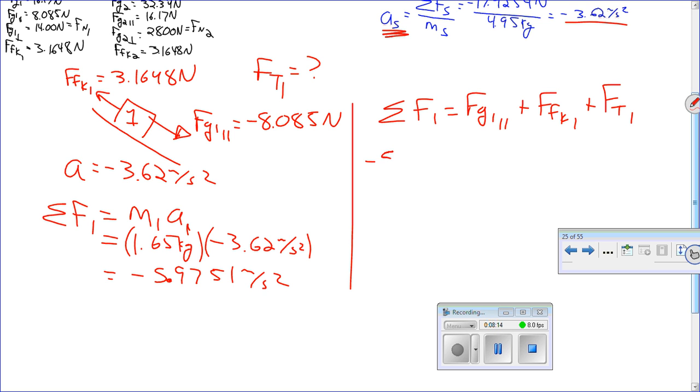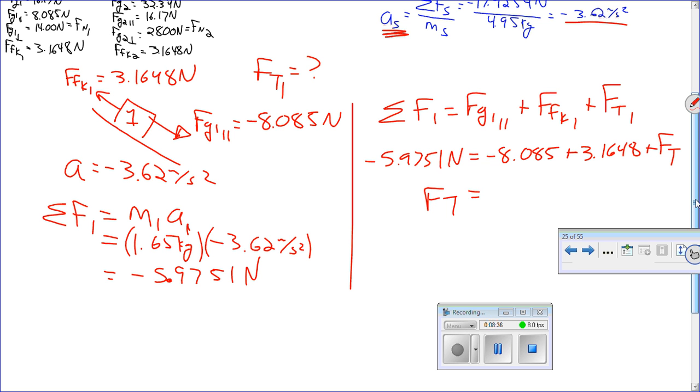So you get negative 5.9751 newtons equals negative 8.085 plus 3.1648 plus the force of tension, and solve this thing. The force of tension ends up being, it does give you negative 1.05 newtons, okay? Which means that the tension is pulling down the ramp in this example. All right, so there's your answer.